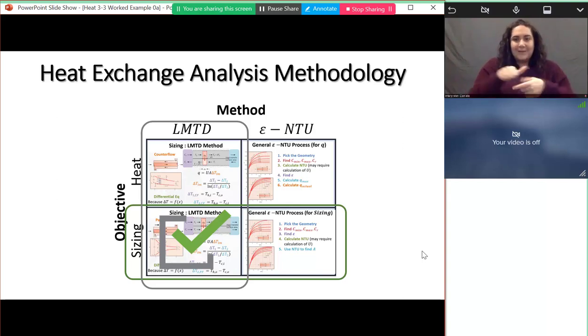The nice thing about the log mean temperature difference, though, is that we're going to use the same equation whether or not we're sizing or trying to find the heat. It's not really a different process.